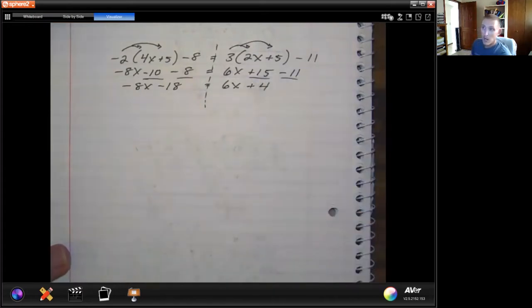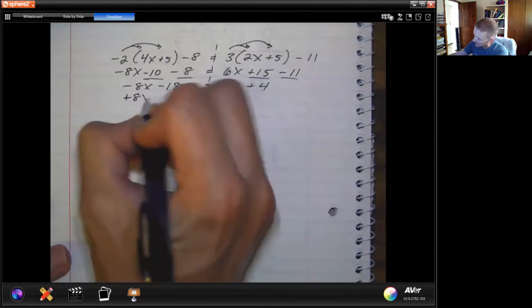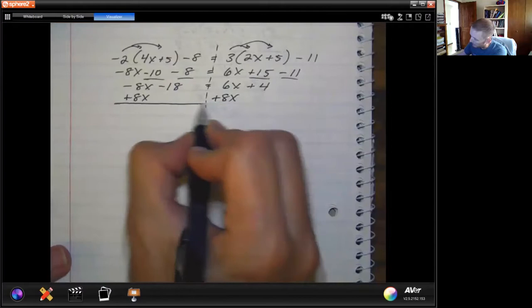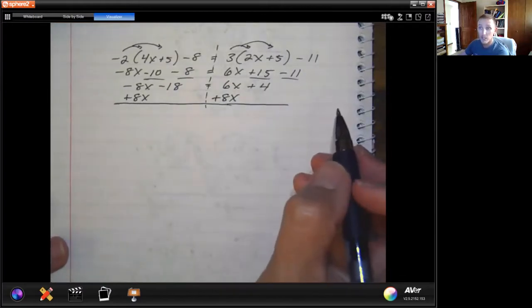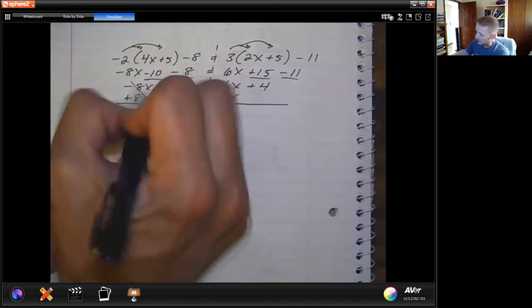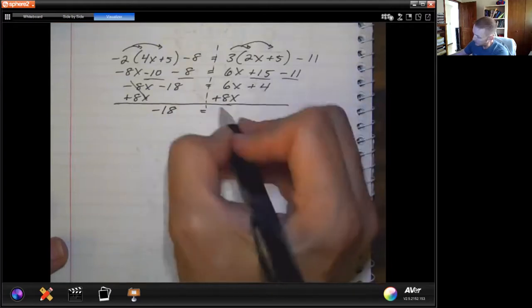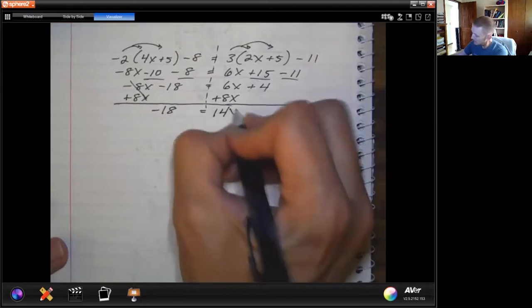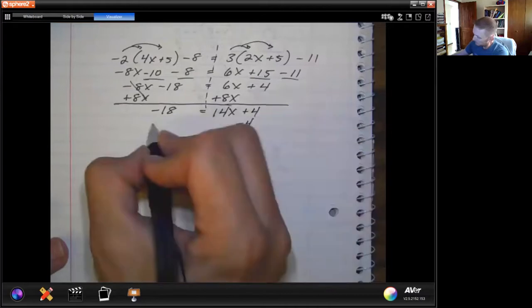Good. I have variables on both sides of the equals. I'm going to move the smaller one, which is the negative 8. So I'm going to add 8x to both sides. If you wanted to move the 6, you could have. The only difference is at the end, your variable will be on the other side of the equals. The 8x's cancel out. Negative 18 equals 6 plus 8x is 14x plus 4. I'm going to subtract 4.